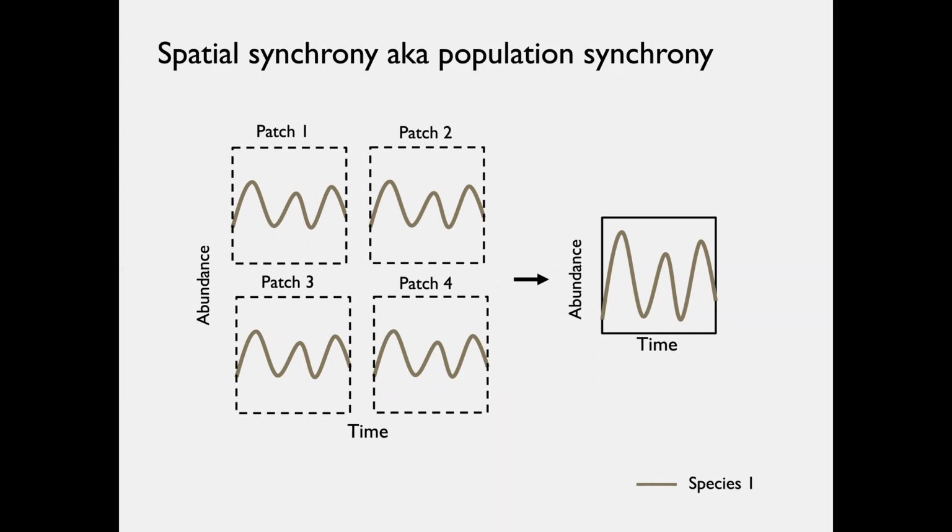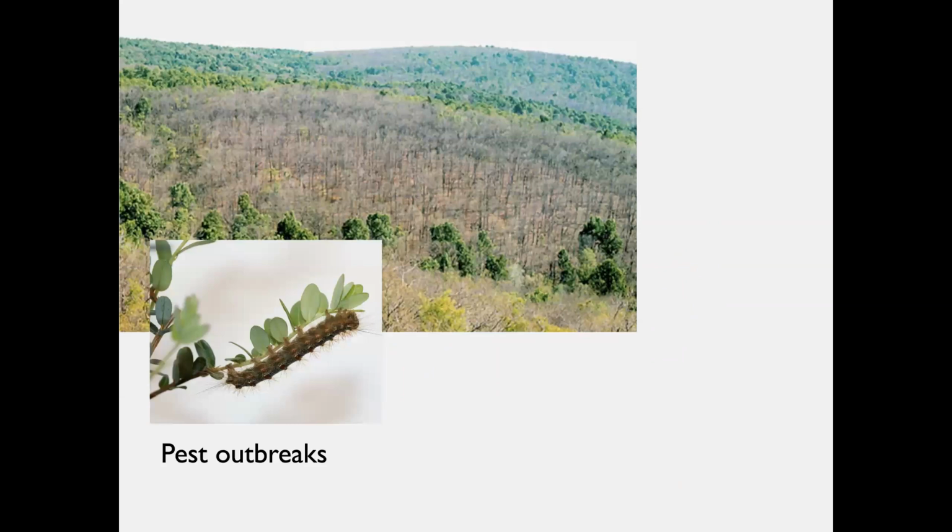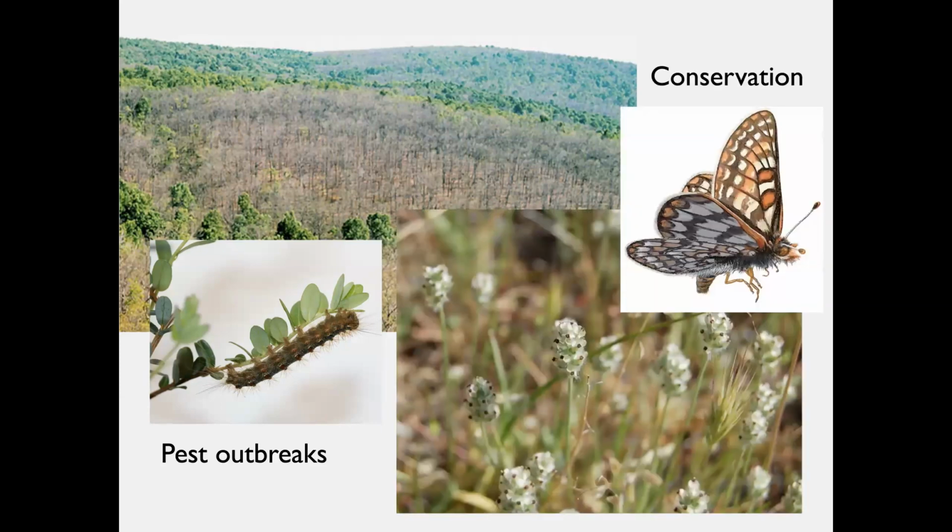It's quite common that populations that are disparate end up cycling in synchronous ways. What that means is that at the landscape scale, you can have strong overall fluctuations in the species because of synchronicity between patches. This has been thought about a lot in terms of pest outbreaks. If we're trying to plan for pest outbreaks, understanding synchrony is really important for seeing when the landscape might be really heavily hit by pests. It's also been really important for conservation.